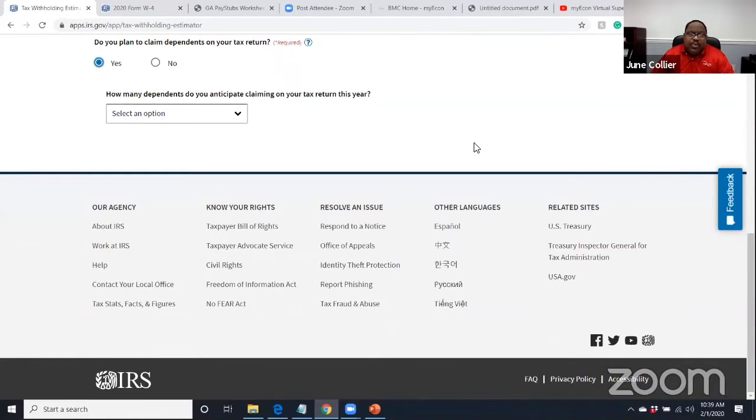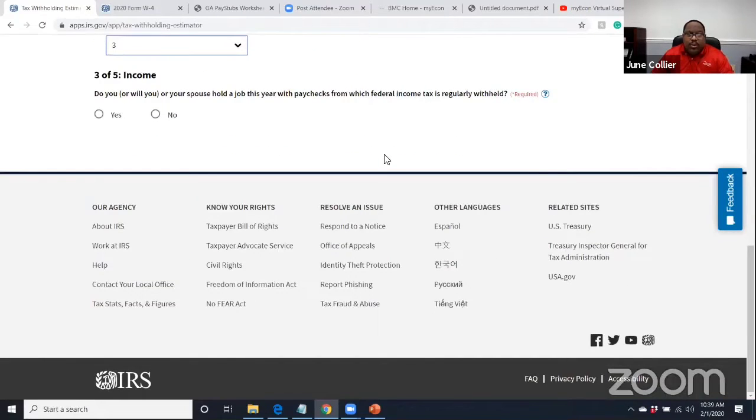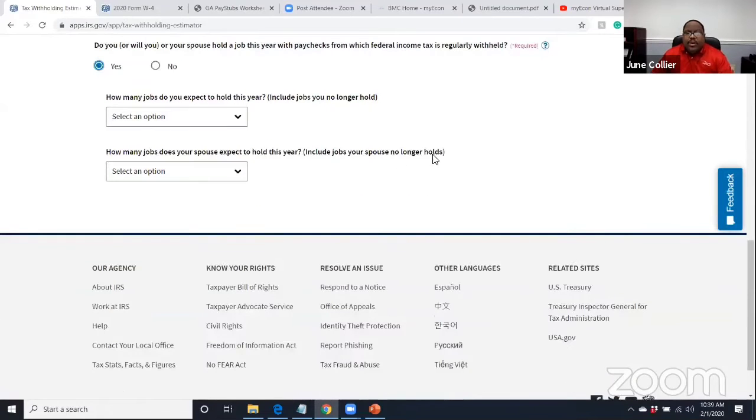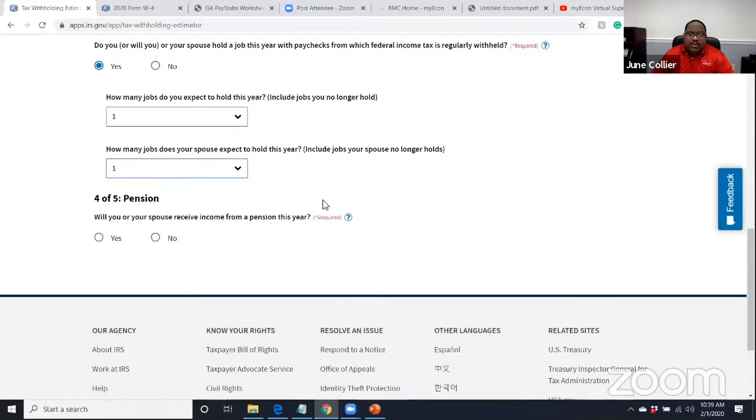How many dependents do you anticipate claiming on your tax return this year? 3. Income. Do you or your spouse hold a job this year with paychecks from which federal income tax is regularly withheld? Yes, both of them have jobs. We got their latest paycheck stubs, so we're going to click yes. How many jobs do you expect to hold this year? Well, the husband expects to hold 1 job. How many jobs does your spouse expect to hold this year? The spouse expects to hold 1 job as well.